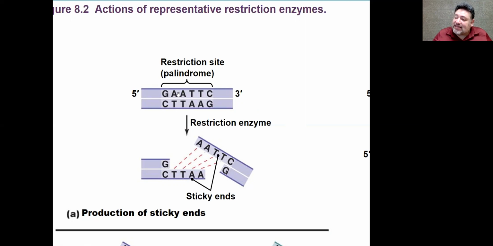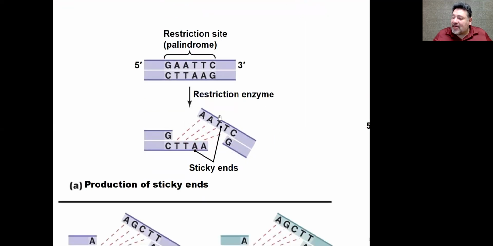And then what it does is it typically cuts between two nucleotides. It always cuts between the same two nucleotides. And you can see that it leaves an overhang on both sides. We call them sticky because this T wants to make 2 hydrogen bonds with an A. This T wants to make 2 hydrogen bonds with an A. This A wants to make 2 hydrogen bonds with a T. In other words, these overhangs are complementary to each other, specifically to each other.